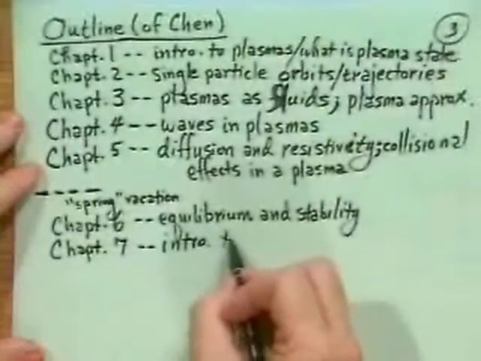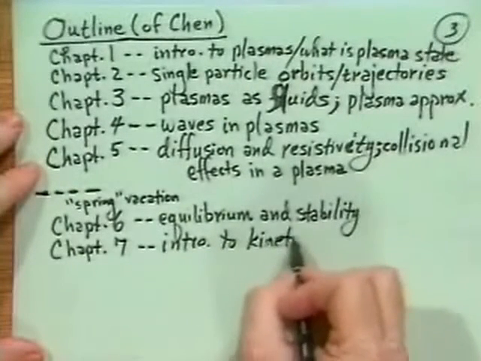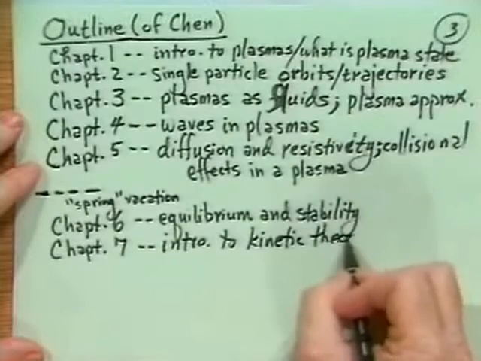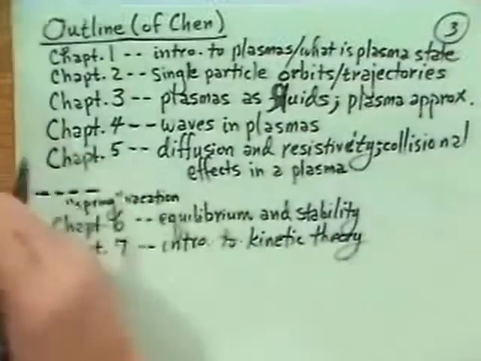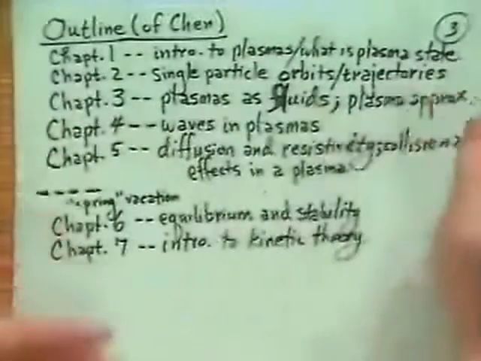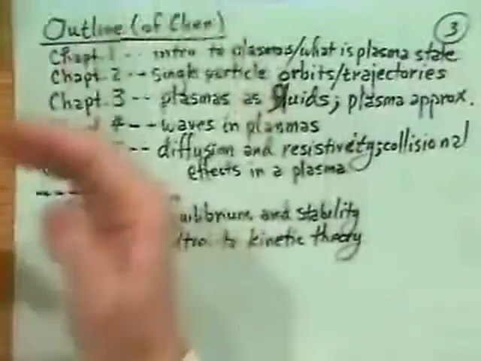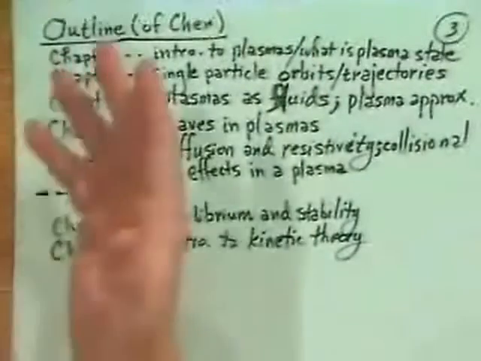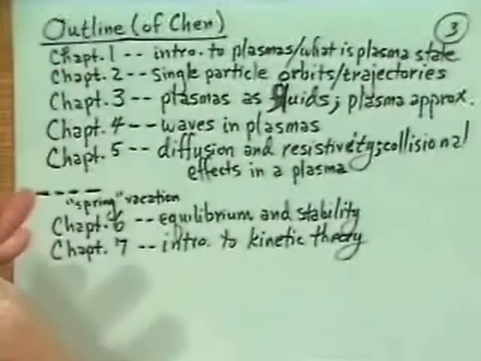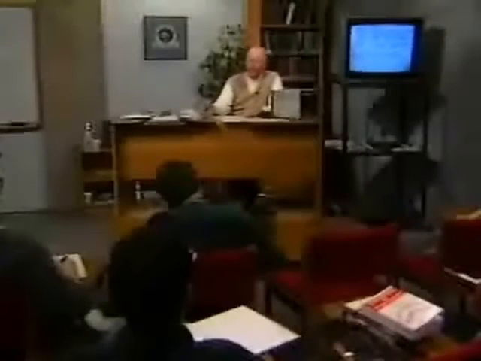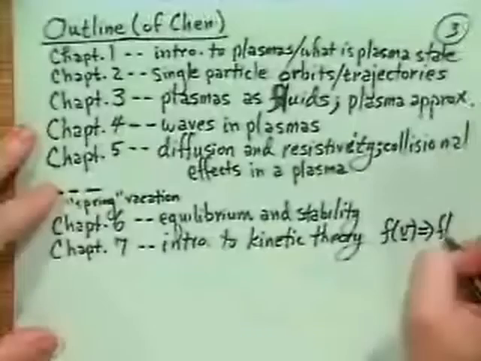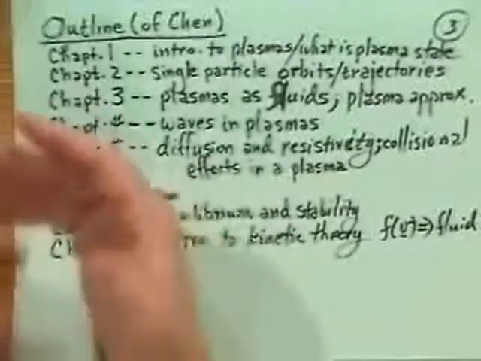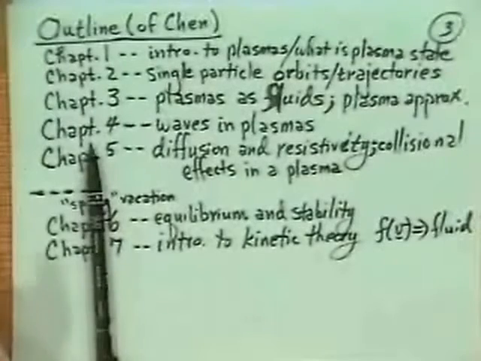Chapter 7 will be an introduction to kinetics or kinetic theory. There we get into the question of how you really derive, kinetic theory is in some sense much more rigorous than a fluid theory. And the question is, well, what kind of approximations do we need to make to go from a distribution function of velocity to a fluid description of a plasma? What are the limitations on that?